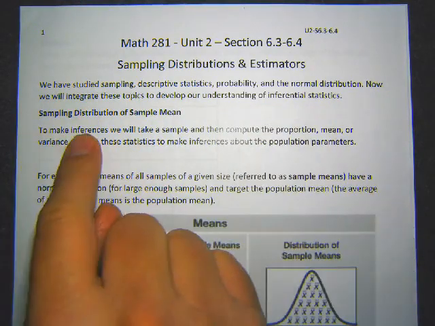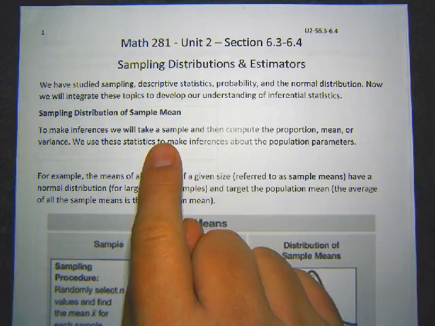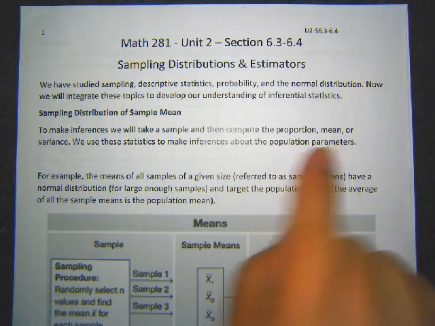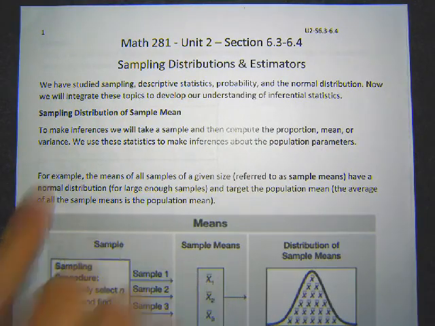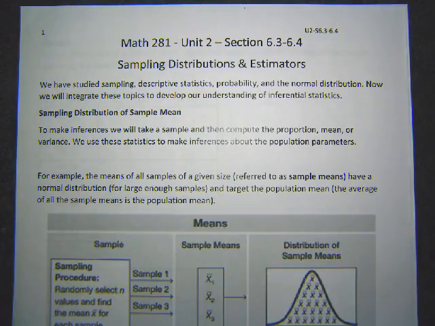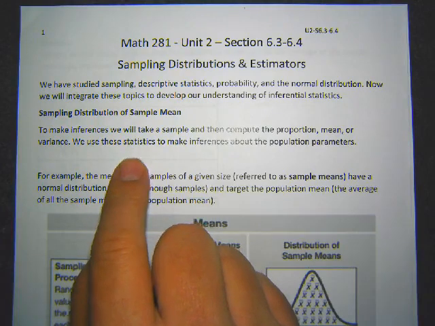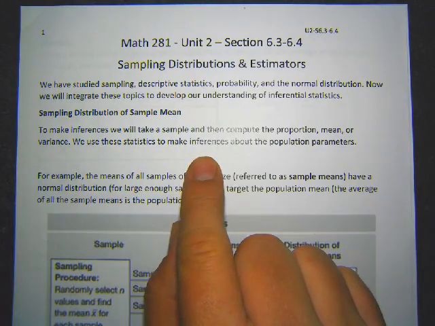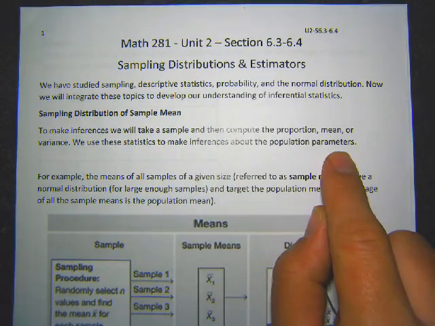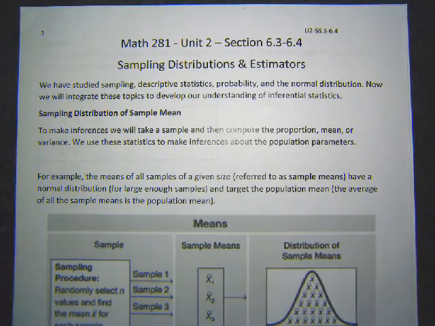To make inferences, we take a sample and compute things like the proportion, the mean, or the variance. Those are different types of statistics you can calculate, and then we use those statistics. Remember, a statistic is just the name for a measurement we calculate on a sample set of data, not on the entire population. So we take the sample data results and make inferences, conclusions about the population's parameters. Remember, parameters are the values for the entire group.